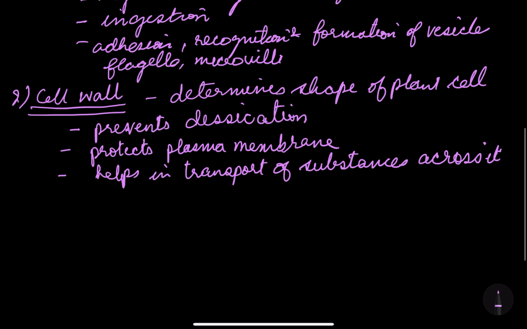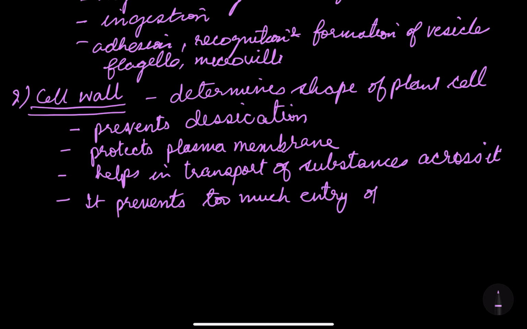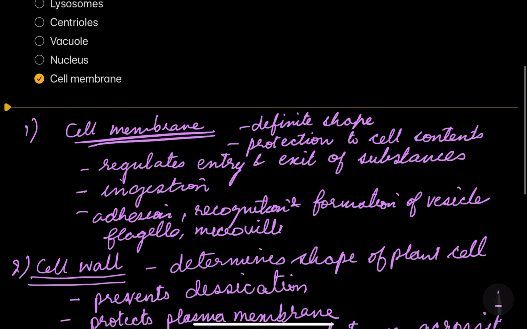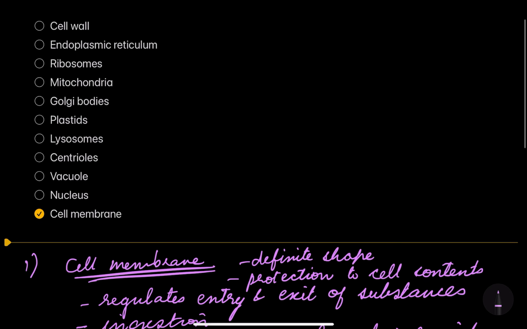It doesn't allow too much water to get in, right? So it prevents the cytoplasm from becoming too dilute. It prevents too much entry of water inside, thereby preventing the cytoplasm from becoming too dilute, right? So that is the function of the cell wall.